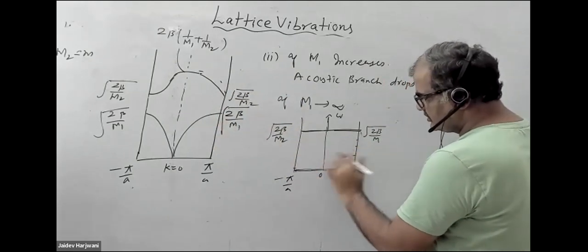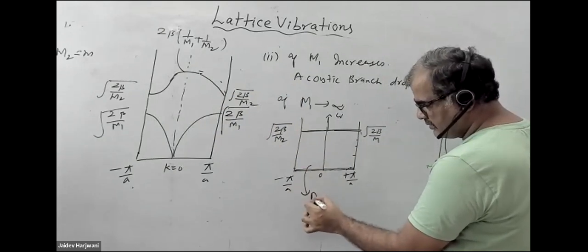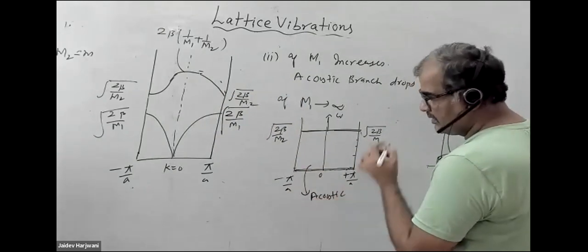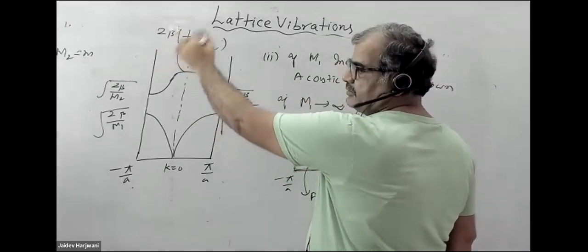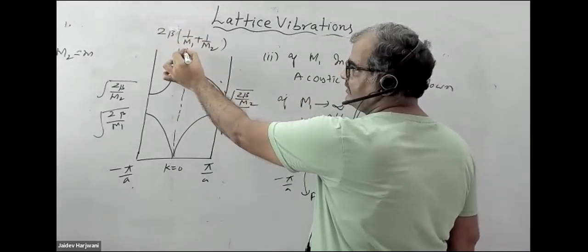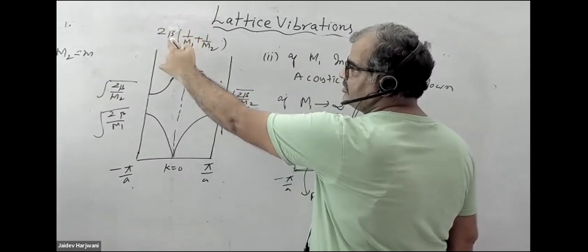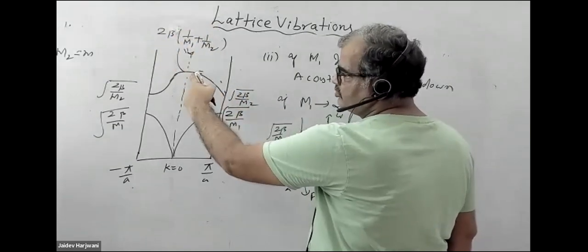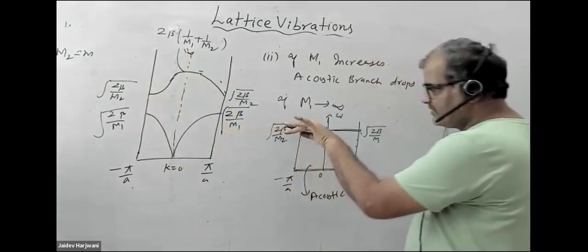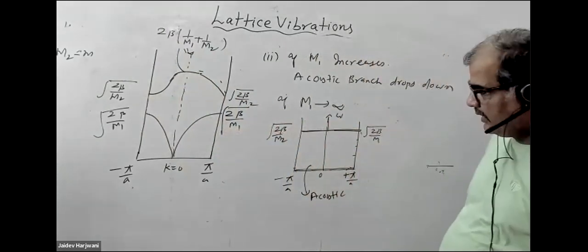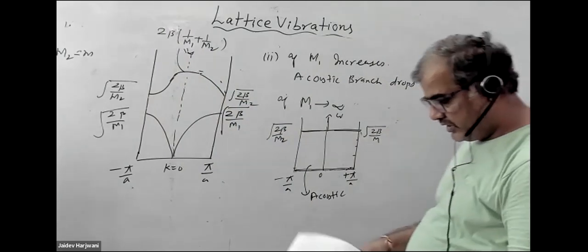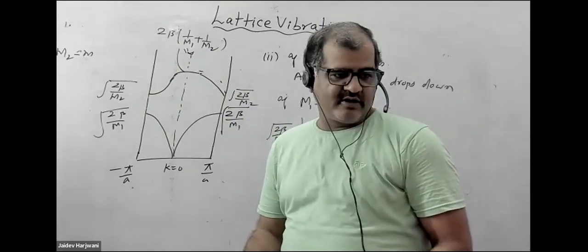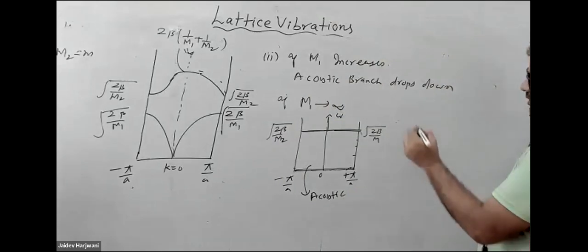Okay, so this is your acoustic branch, and if m1 is infinite, this term becomes 0. So you will have only 2 beta upon m2. So this is 2 beta upon m2. That means it becomes a straight line. Okay, so that means your optical phonon, optical vibration of single frequency.